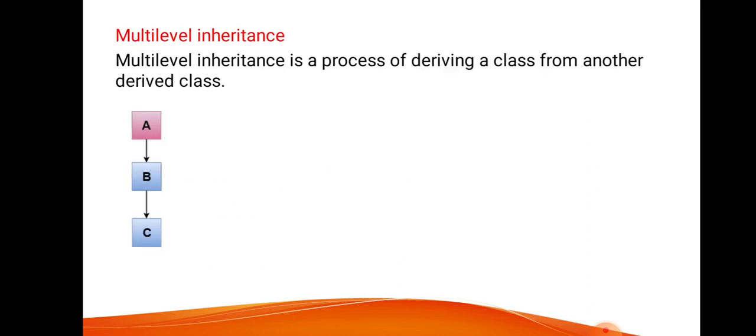The next type of inheritance is multi-level inheritance. Multi-level inheritance is a process of deriving a class from another derived class. It means B is itself a derived class which is derived from A, but it works as a base class for class C. B is an intermediate class.